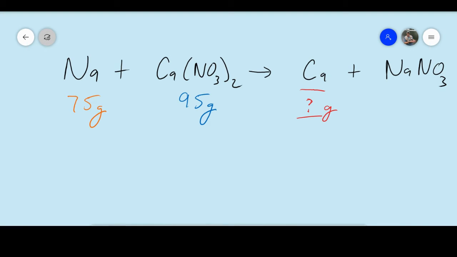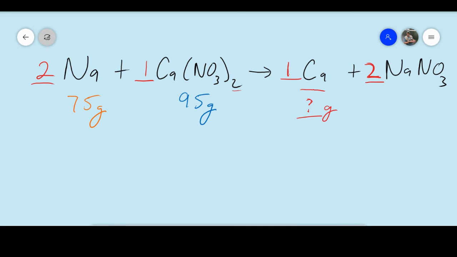Okay, so if we start now, remember, what do we need to do first before we do anything else? We have to balance this reaction. So let's come over here. I have 2 nitrates on this side, so I know I need a 2 here. That gives me 2 sodiums, so I need a 2 over here. And normally we wouldn't put the 1s in here, but let's go ahead and put those in so we can really clearly see those mole ratios.